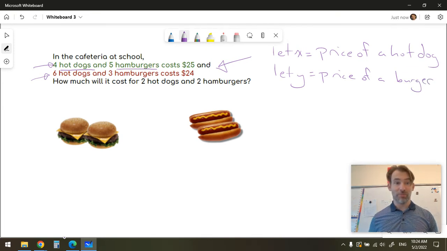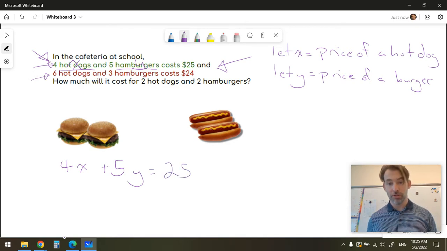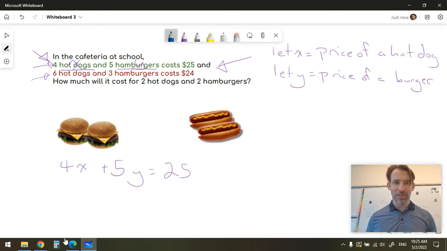Now we can build equations. We're going to build an equation from the first situation first. And so I know hot dogs, we now call that x, and hamburgers, we call that y. Okay, that's a little bit ugly, but here we would have 4 hot dogs plus 5 hamburgers equals $25. That is one of our equations. The other equation will be done in blue and will be 6 hot dogs. You'll notice it's from the next sentence. 6x plus 3y equals 24.